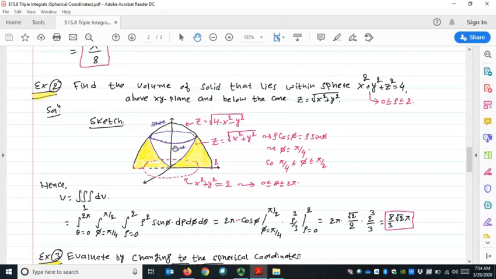So let's sketch the surface here. The sphere is this outer curve, above the xy plane, so only the upper hemisphere. And then the cone is here. We are finding the volume of the solid which lies within the sphere, so below the sphere, and also below the cone. Below the cone, this part, and above the xy plane, so this shaded part. So our solid is this shaded part.